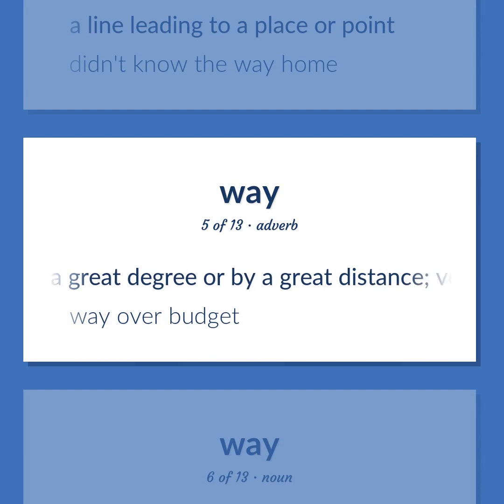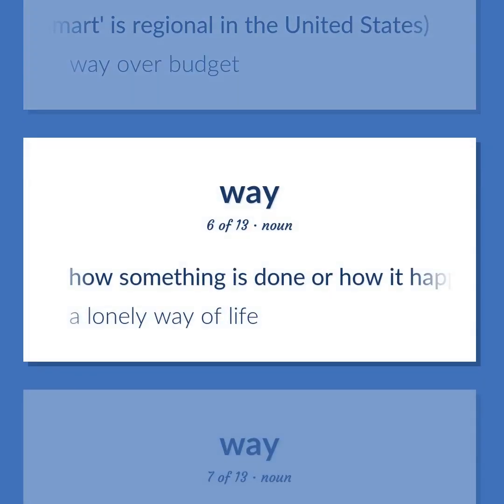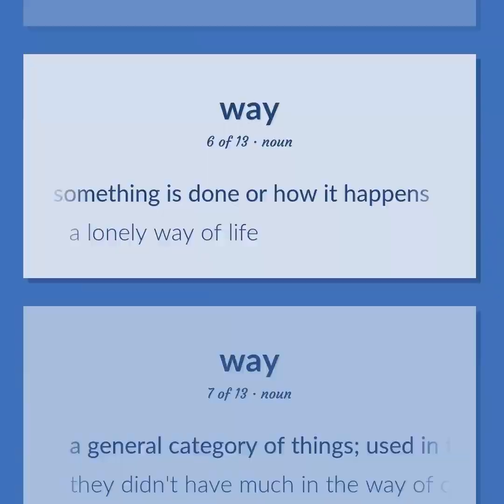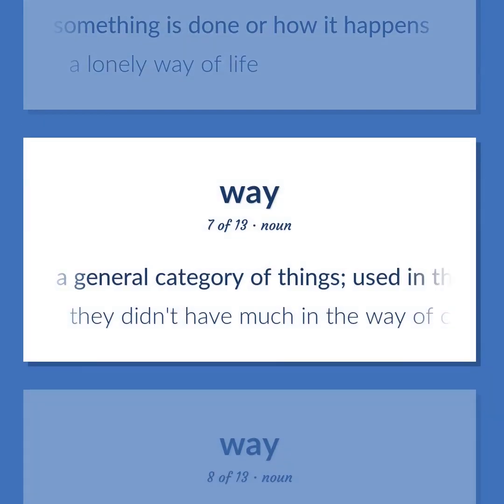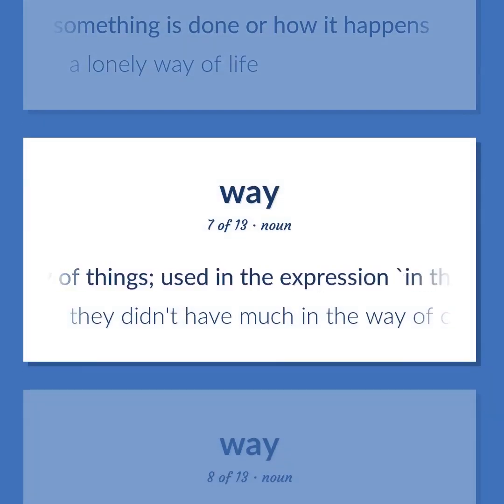To a great degree or by a great distance. Very much, right smart, is regional in the United States. Way over budget. How something is done or how it happens. A lonely way of life. A general category of things, used in the expression, in the way of. They didn't have much in the way of clothing.